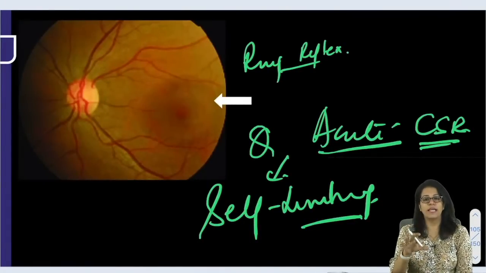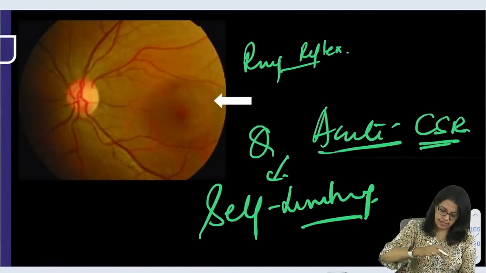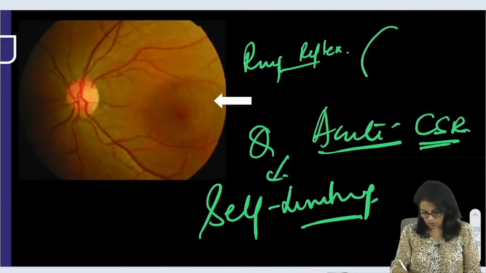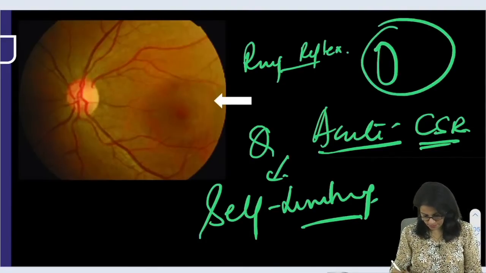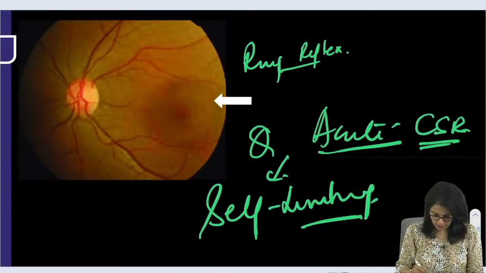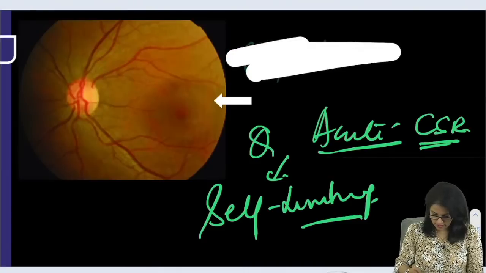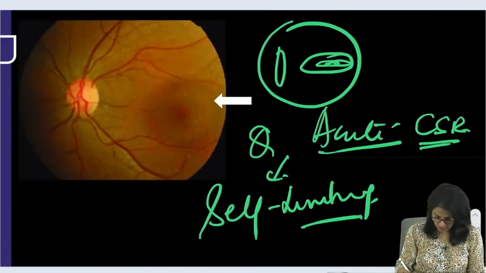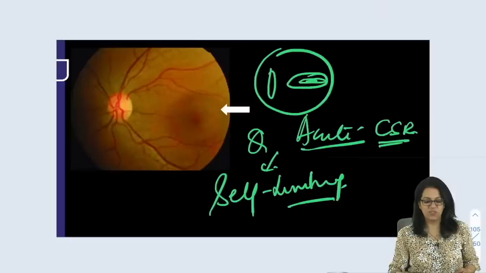Have a look at a bullseye, you will understand. Bullseye is alternate areas of hyper and hypo. Hyper, hypo. Okay, it looks something like this. No, this is not a very good drawing. Let's make it again. Let me show you. It is alternate areas of. It is like this. Okay.